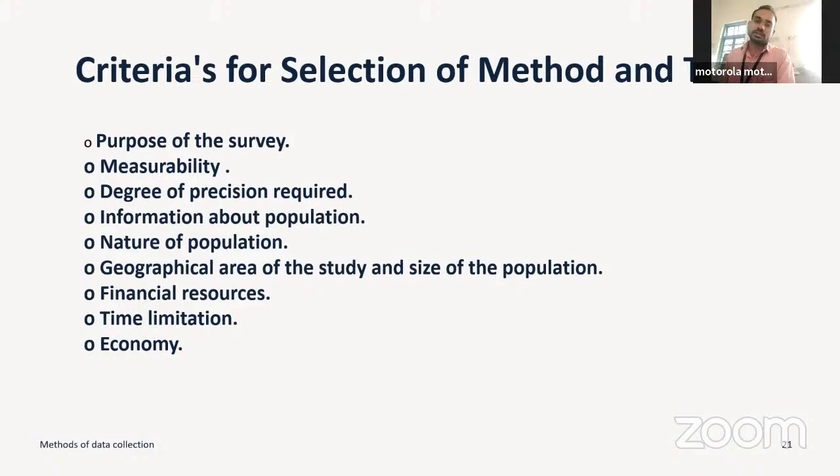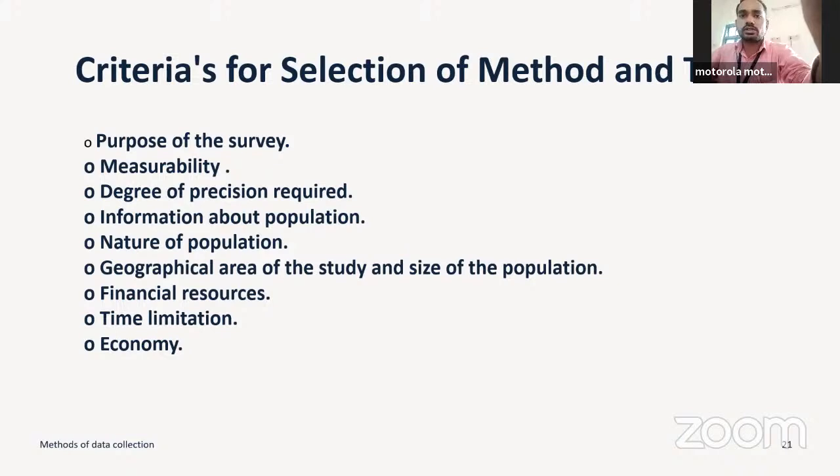Obviously, degree of precision required. What kind of precision you require for your study, based on that you can go for the type of method and type of tool. Information about the population is very important, because if we know about the information, then it is easy to design the experiment and all that.